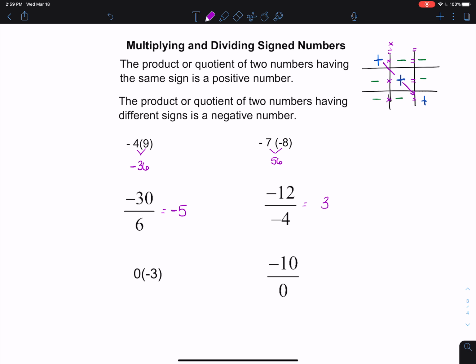Now, if I do 0 times -3, 0 times anything gives me 0. And we don't have +0 or -0. 0 is neither positive nor negative, so our answer is just plain old 0. And if I look at -10 divided by 0, remember what we talked about at the beginning, whenever we divide by 0, that's when we say our answer is undefined.